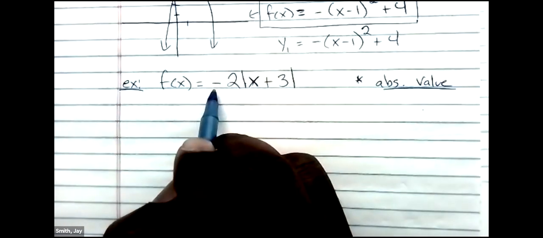All right, but we have a negative sign out front. Notice that the negative sign is not attached to any x's inside the absolute value symbol. So this is going to reflect over the x-axis. So we can say that this V flips over the x-axis.